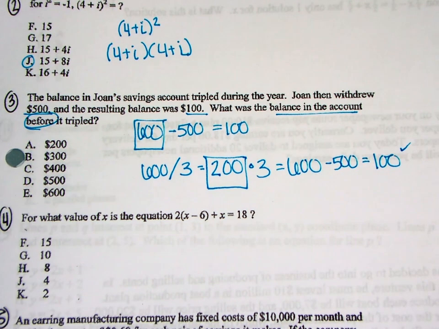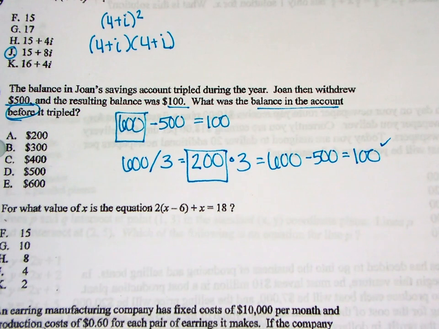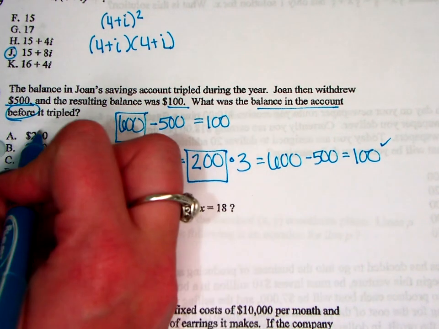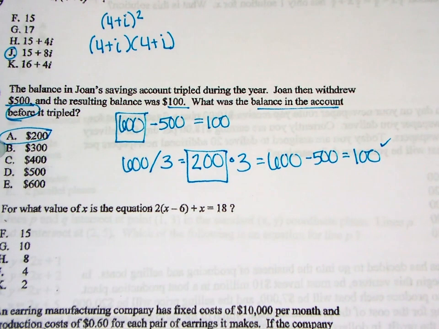She removed $500 and she is left with $100. So this formula actually works. Before she started, we know that she had $600 after it was tripled. So 600 divided by 3 is 200. You could also use guess and check by plugging in your answer choices.